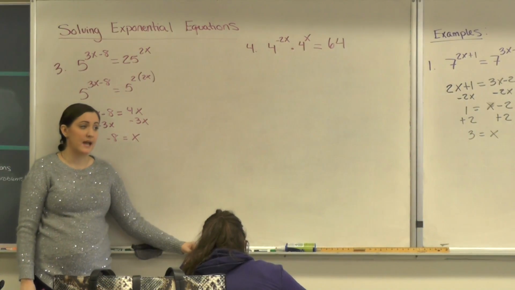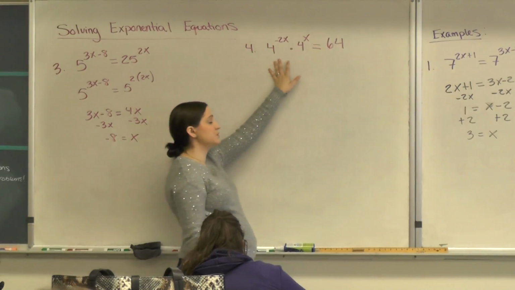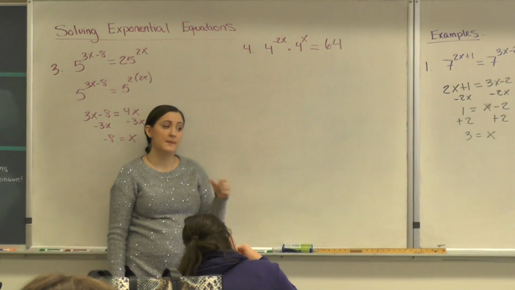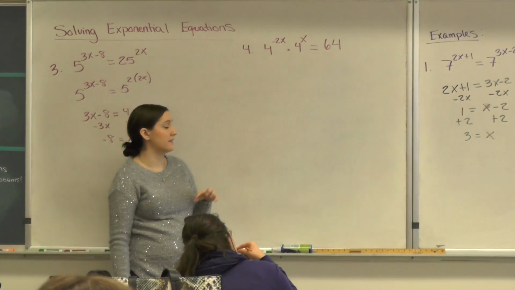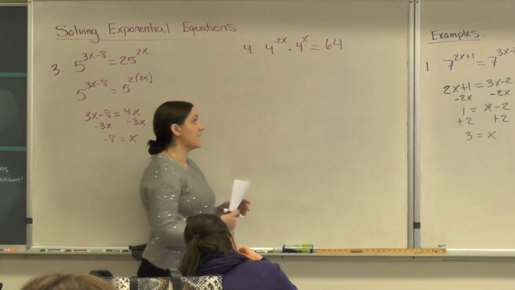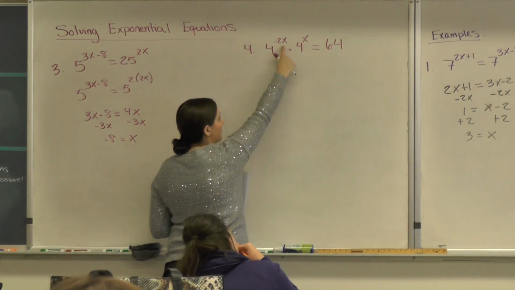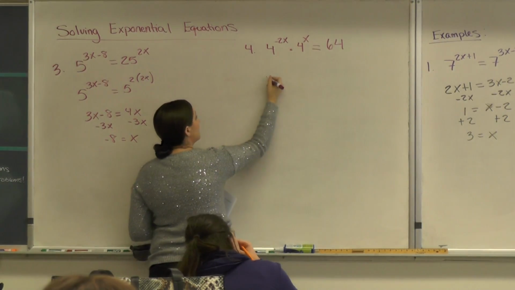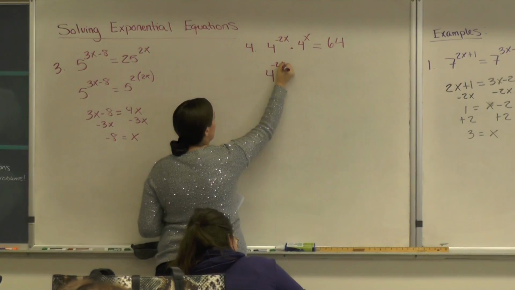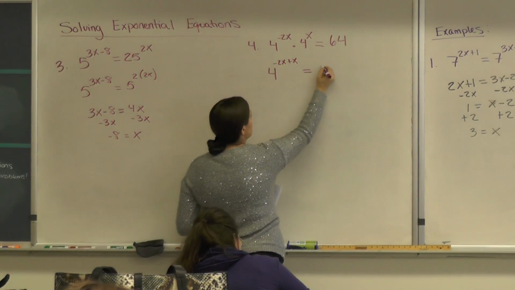Okay, the first thing I would do is I notice that on my left side I have two exponential expressions, but they both have the same base. I would combine those two. How do we combine them? What do we do with their exponents? You add them. You add their exponents. Power times a power, so I add. We're going to have a base of 4, negative 2x plus x equals 64.